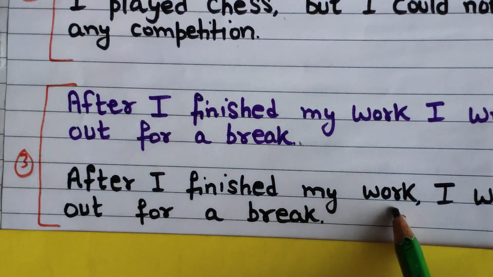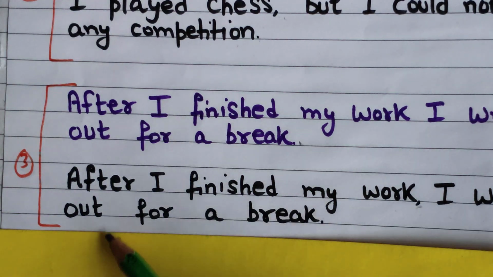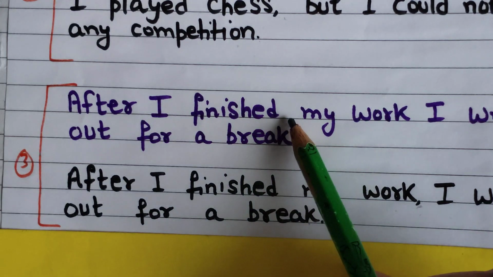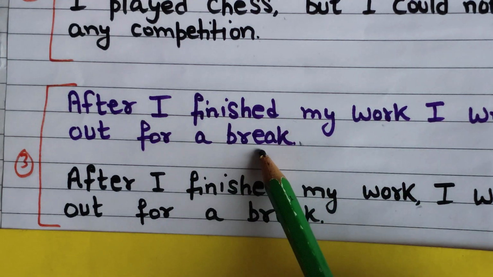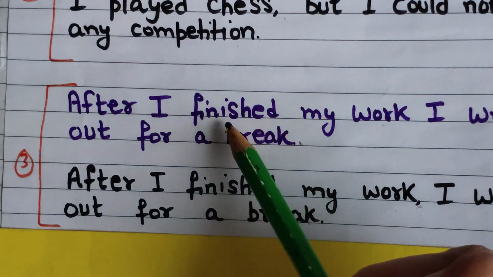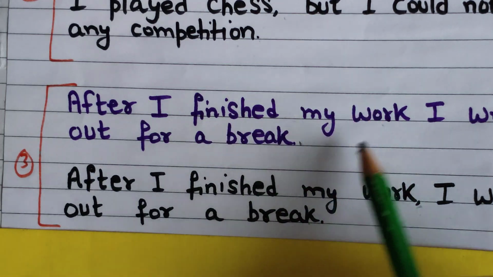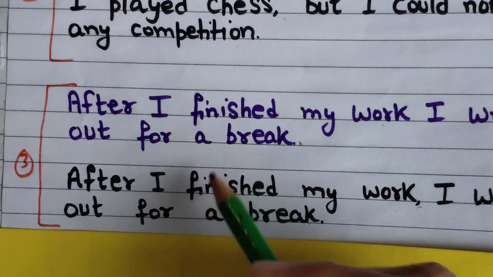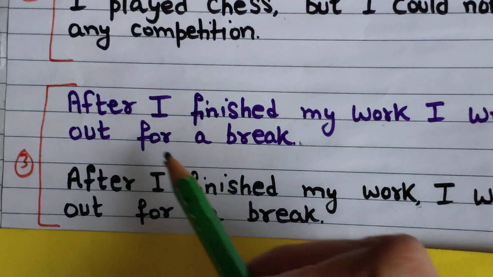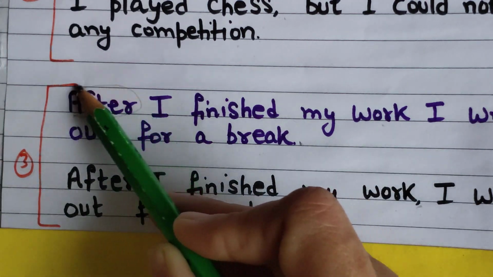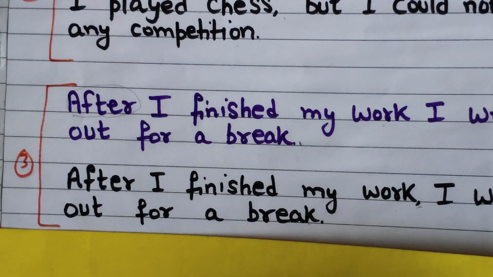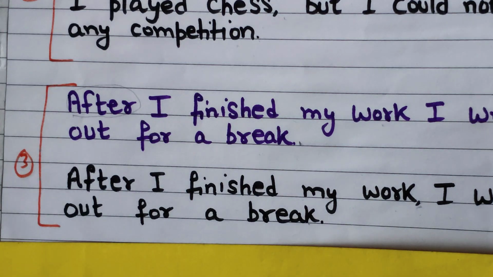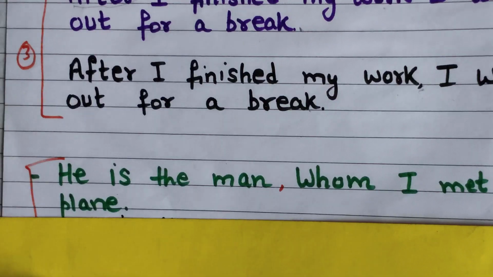After I finished my work, comma, I went out for a break. Because these two are independent sentences. I finished my work, this can go alone, and I went for a break, this can go alone. So with the help of this conjunction we have combined two sentences, but we need to put a comma. Okay, now let's move on to the next one.